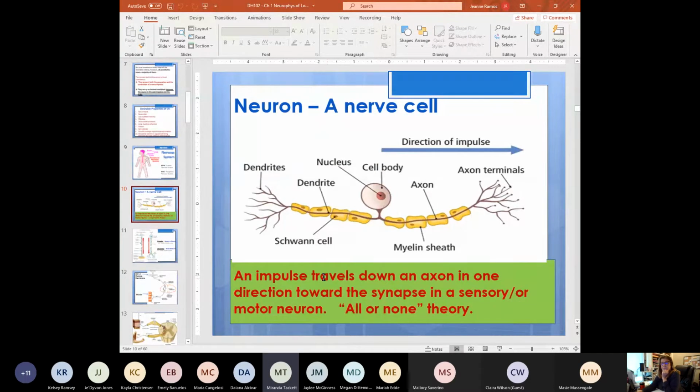So this being a sensory neuron, this is part of the afferent nerve system? Yes. Yes.